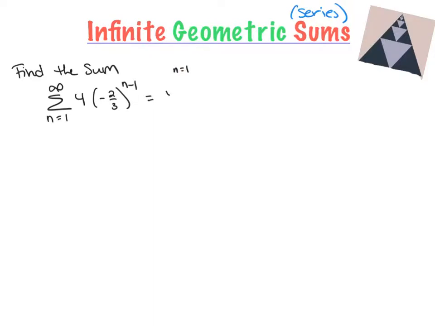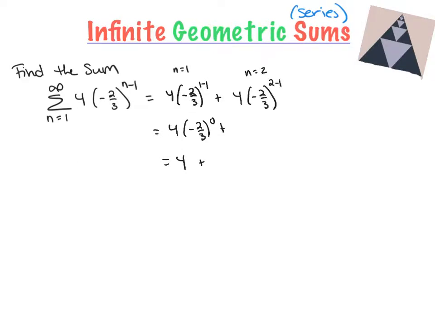And plugging in n equals 1, we have 4 times negative 2/3 to the 1 minus 1. Well, 1 minus 1 is 0, and anything to the 0 power is 1. So this is 4 times negative 2/3 to the 0, which would be 4 times 1, or 4. Let's see, the next term would be when n equals 2. 4 times negative 2/3 to the 2 minus 1. Let's see, 2 minus 1 is 1, so this is 4 times negative 2/3, which would be a negative 8/3.